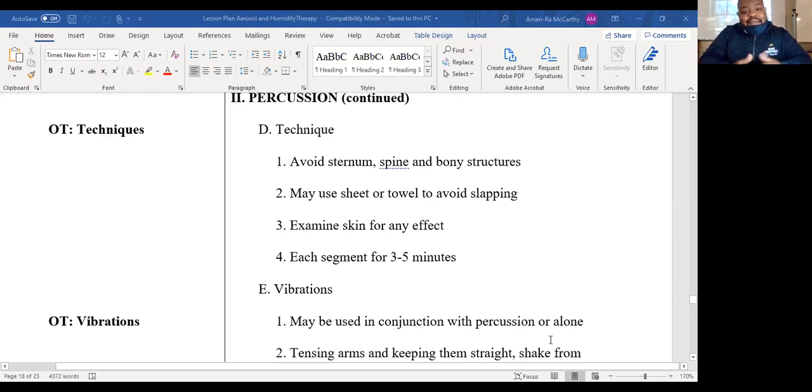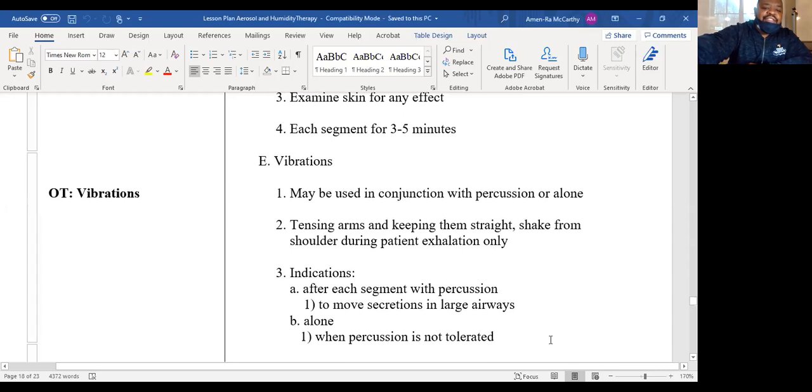You want to make sure you examine the skin for any effect, because you do have some older patients whose skin can tear really easily, especially Caucasian patients. Their skin gets real thin, paper bag thin. Sometimes if you're hitting too hard, you may split or crack their skin, and it can be very painful. So you gotta make sure you examine the skin. Each segment you do for about 3 to 5 minutes. If you're doing a couple of segments, you do one for about 3 to 5 minutes and then another, so the whole thing takes around 10 minutes, okay?